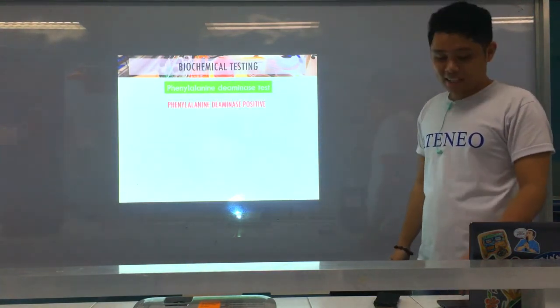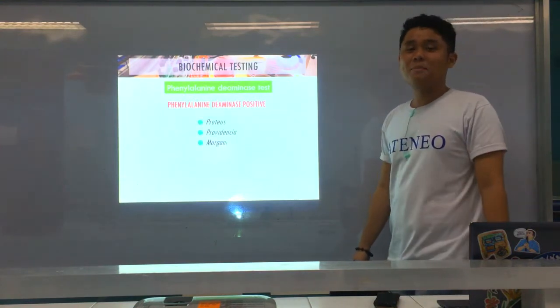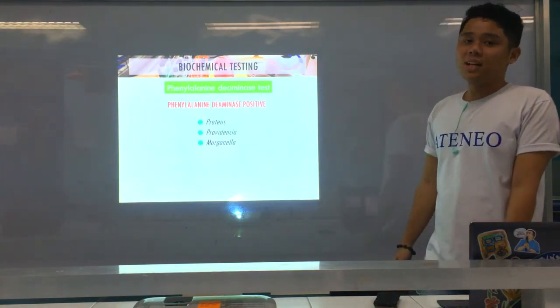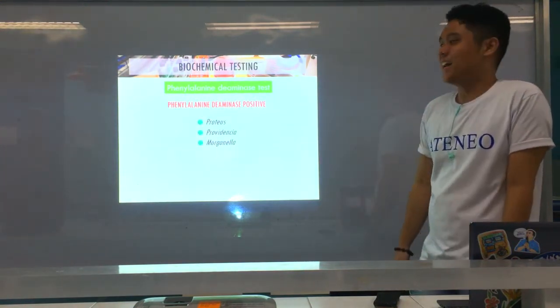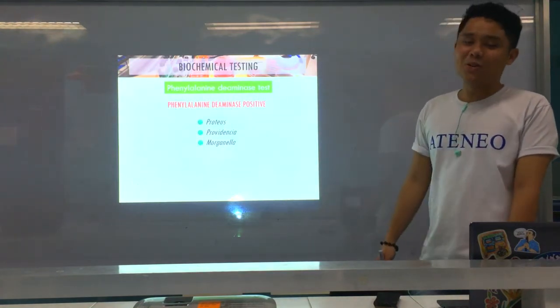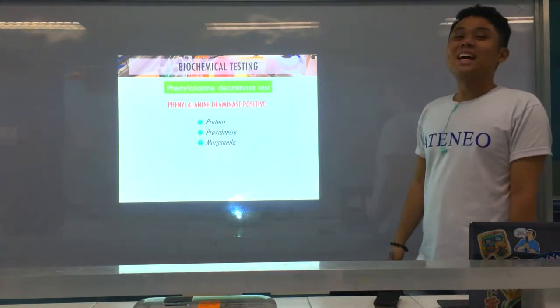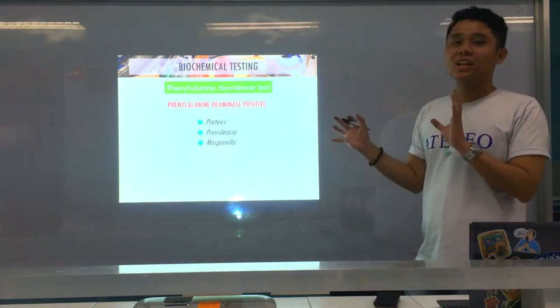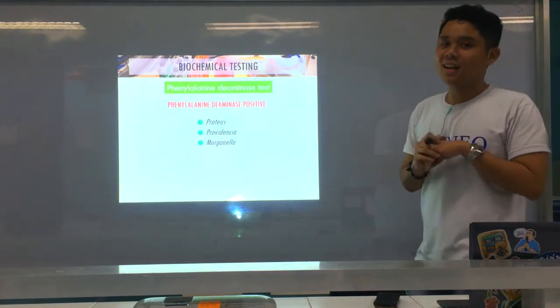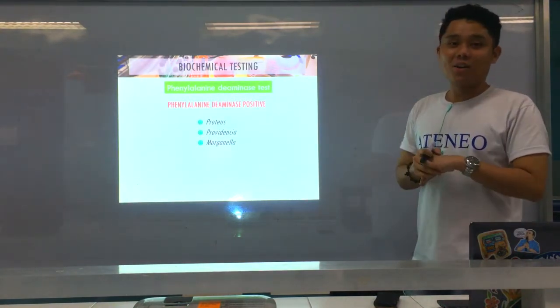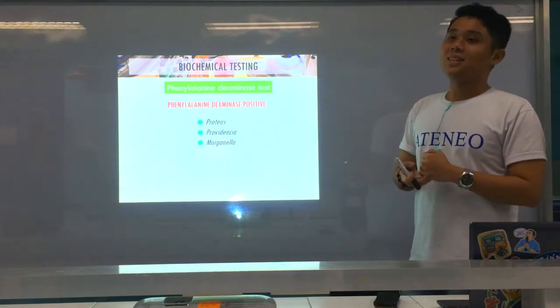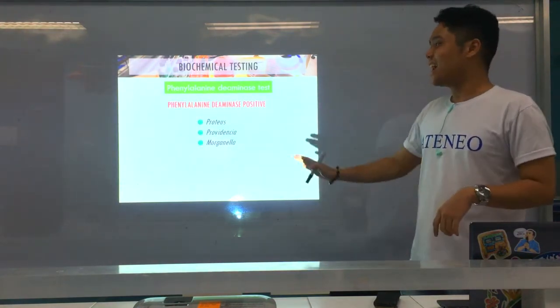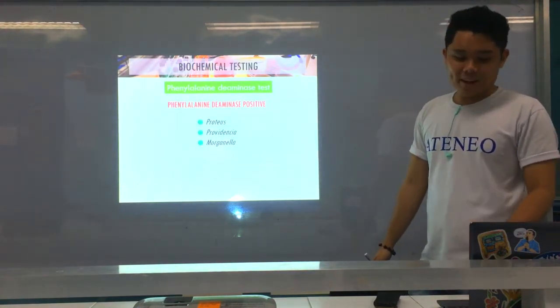Okay, who are the PAD positives? Again, it's our trio, the besties of everyone, the Momshis. You have PPM: Proteus, Providencia, and Morganella. As you can see, as mentioned, the three of them always go together. They're really a trio. Alright, so PAD, phenylalanine deaminase positive.